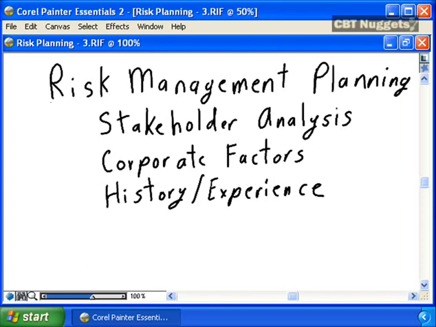The first step in project risk management is development of a project risk management plan. Basically, the identification of the strategies and processes that you will be following to manage risks throughout the project delivery lifecycle. The first step in developing the risk management plan is to conduct a stakeholder analysis to understand the stakeholders' attitudes towards risk. Are they risk seekers or are they risk avoiders?